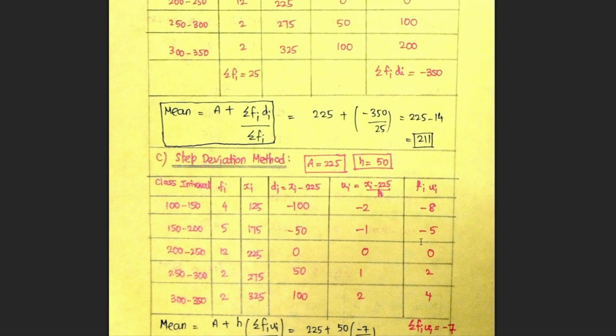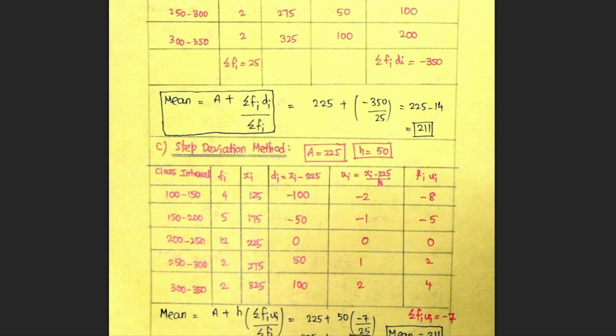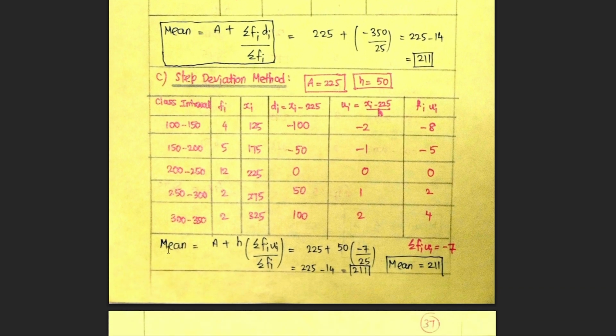Minus 8, minus 5, 0, 2, 4. Now you add everything here, you get minus 7. And now this is the formula for mean using the step deviation method, which is A, 225, plus H, which is 50, into this summation divided by this summation. So 225 plus 50 into minus 7 by 25. You simplify, you get the same answer, 211.